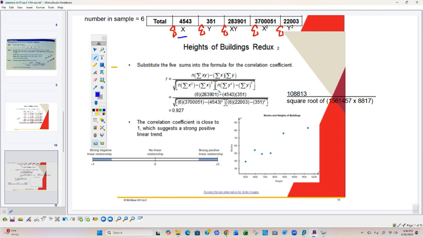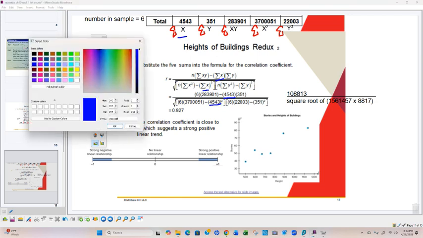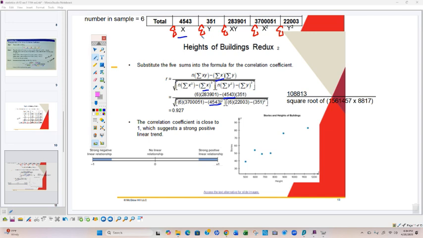Sum of x's, you're going to write here and here. So my 4,543 goes here and it goes here. My sum of my y's, again, my colors are going to be different on this page, but that's okay.